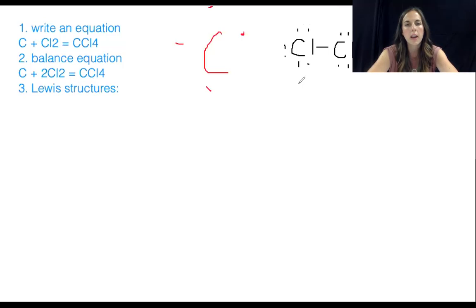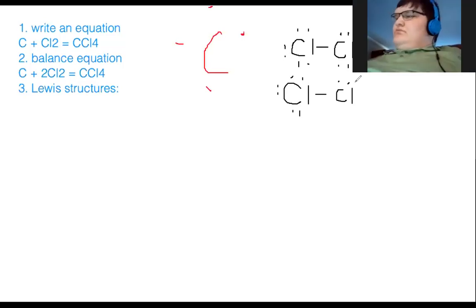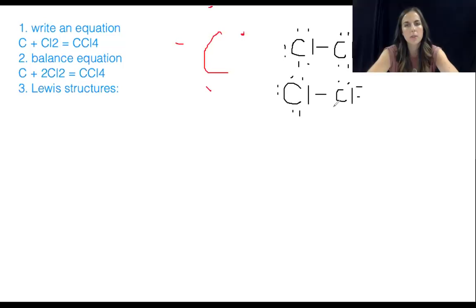So there's 1, and then I have 2 of them. Remember my coefficient was 2 there, right here. So here's another Cl to Cl. This is very tedious. Those are supposed to be dots, just so you know. Okay, so I've got 2 Cl2 molecules, and then I've got my carbon over here. So that's all we have on the reactant side. I'm going to put this in parentheses so y'all can visualize what we're doing here.